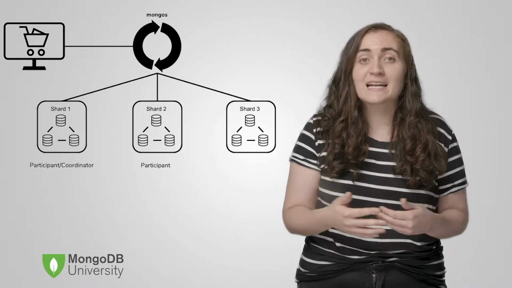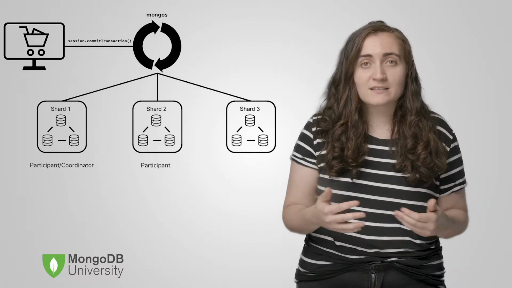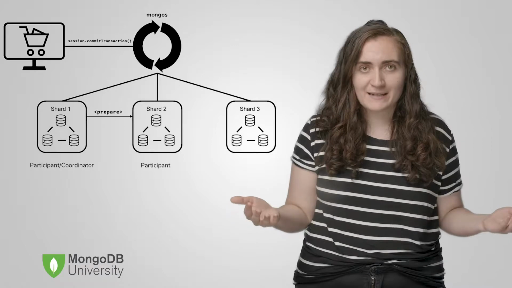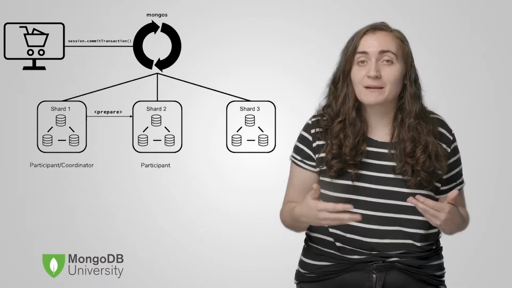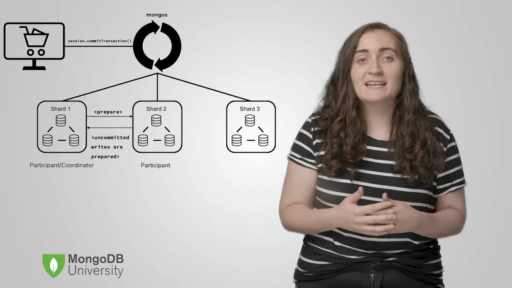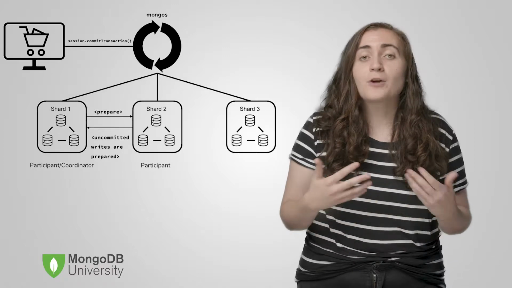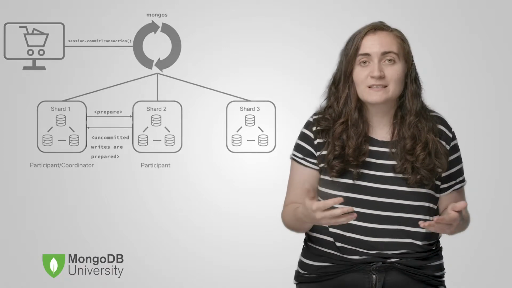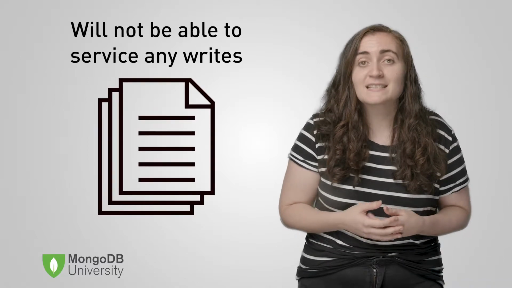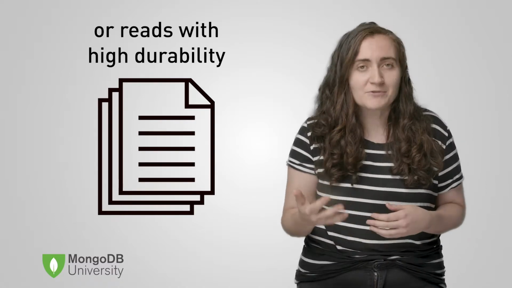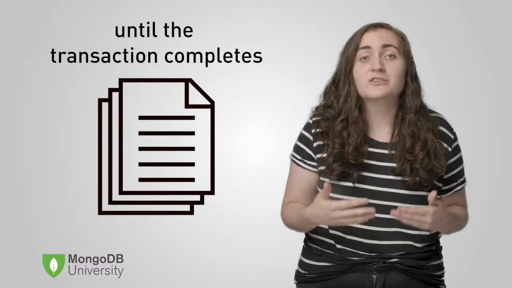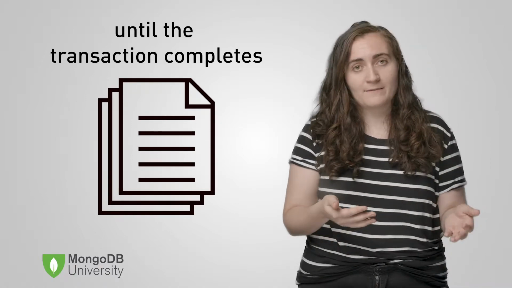When the application sends the commit message, the coordinator sends a prepare message to all participants, including itself. When a participant shard has successfully prepared their uncommitted writes, it has promised that it can commit the transaction's writes, and that promise has been replicated to a majority of nodes, so the promise will not be lost. All documents that have transactional writes prepared will not be able to service any writes or reads with high consistency levels, like linearizable, causal consistency, snapshot, including transactions, until the transaction completes, by committing or aborting.